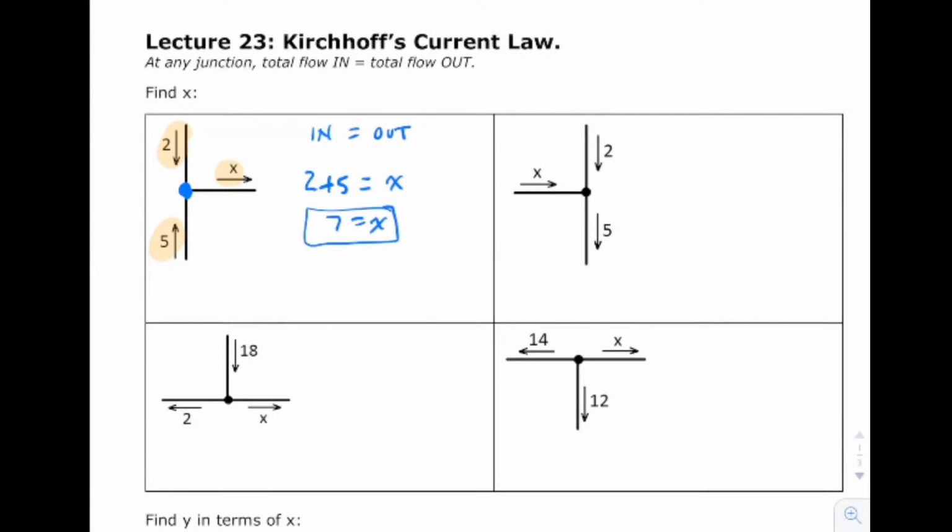7 amps. Now you might have been able to see that just by looking at this straight. You say, well, these are both going in. 5 and 2 is 7 going in. They're both going in, and so they join together and they have to leave, right? You can't just have current all going into something because where would it go? There's no place to go. Something's going to come out.